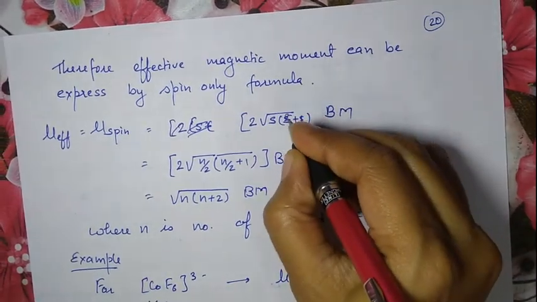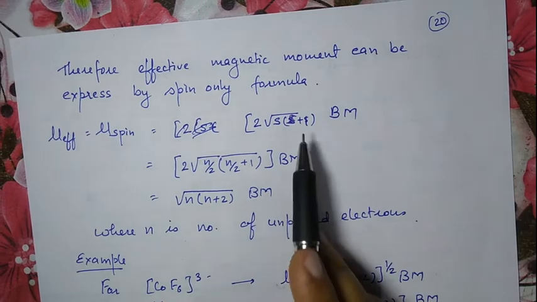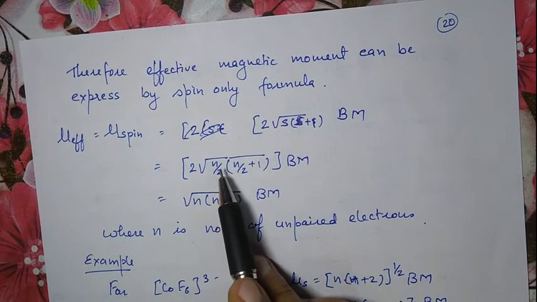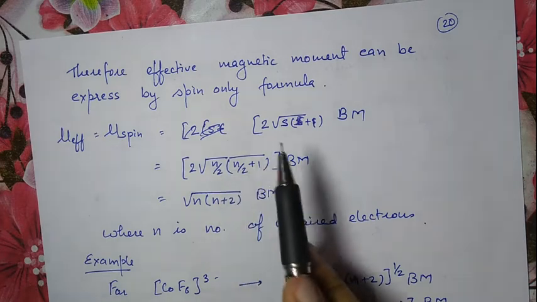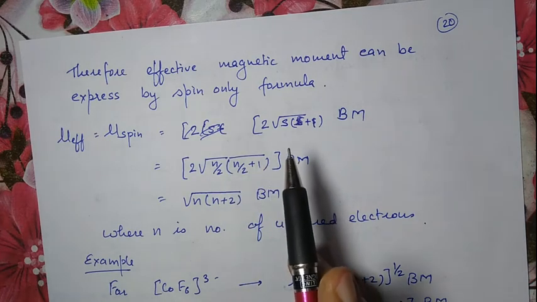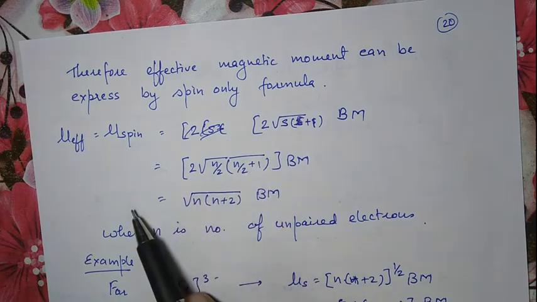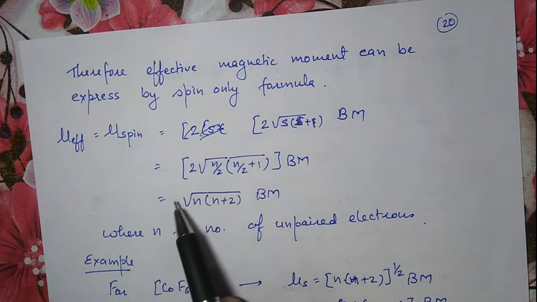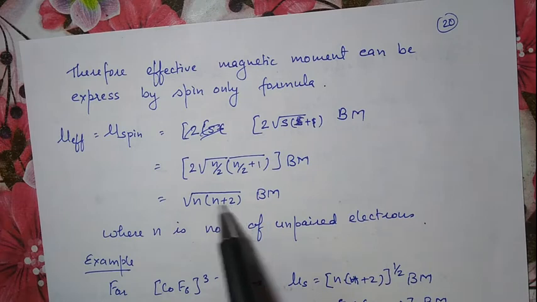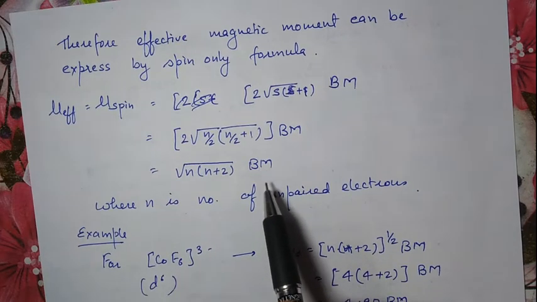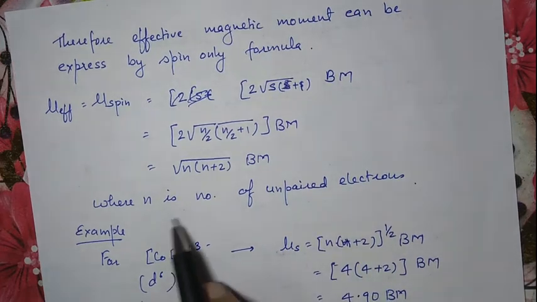This equation can be minimized in this way, and if this S is n by 2, where n is the number of unpaired electrons, then it will be n by 2 because each electron has a spin of 1 by 2. Then you can calculate this mu spin by this equation, that is root of n(n+2) in units of Bohr magneton, where n is the number of unpaired electrons.